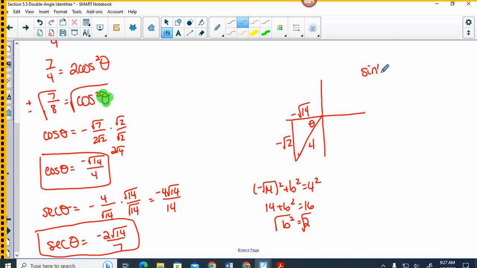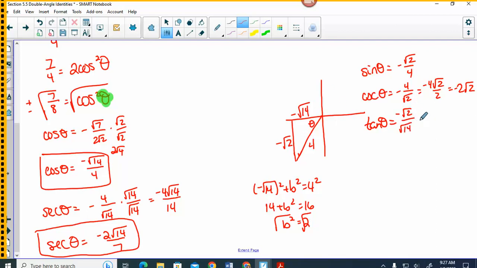So then sine, opposite over hypotenuse, is negative radical 2 over 4. Cosecant, the reciprocal. Tangent, opposite over adjacent, so you have to get the radical off the bottom. 2 negatives make a positive.